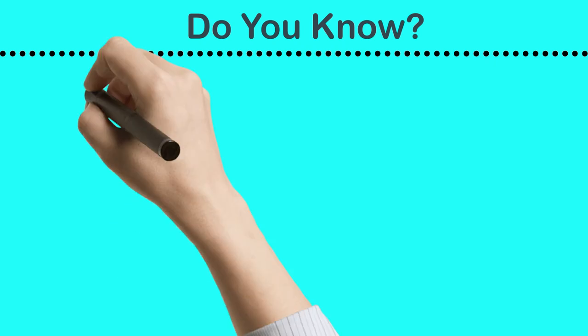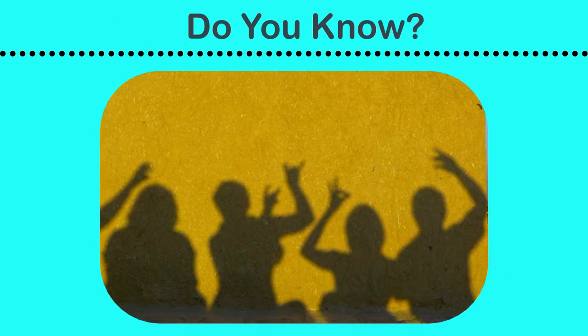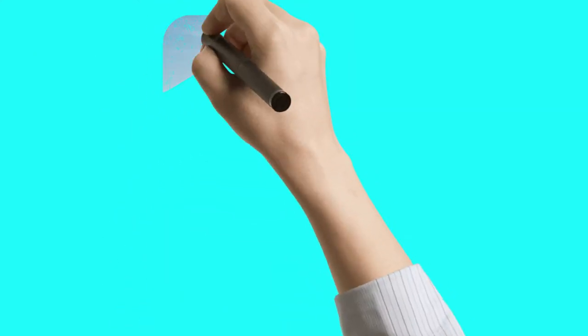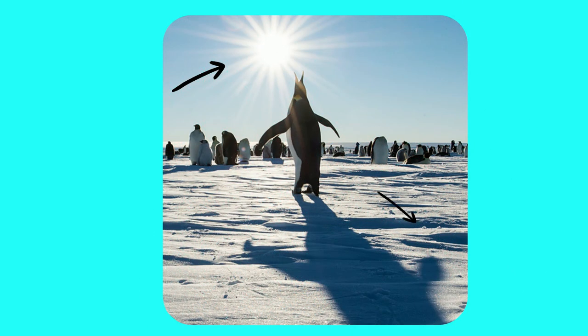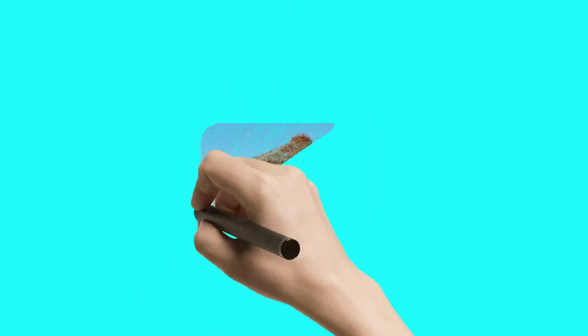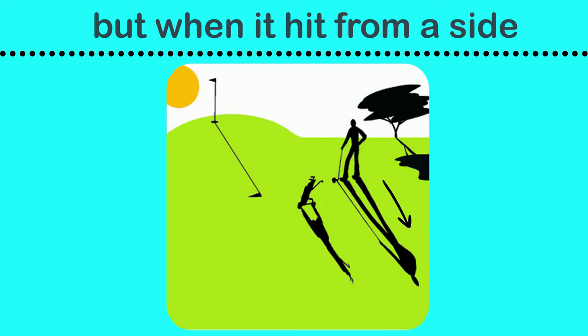Do you know, shadows are always dark because they are made from the absence of light. No matter what color you are wearing, your shadow will always be dark. The position of the light decides the length and direction of the shadow it makes. When the light hits an object from the top, the shadow becomes very small or even disappears. But when it is hit from a side, it appears bigger and forms on the opposite side of the light source.